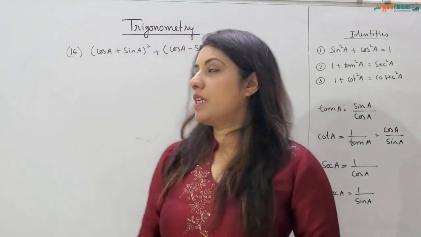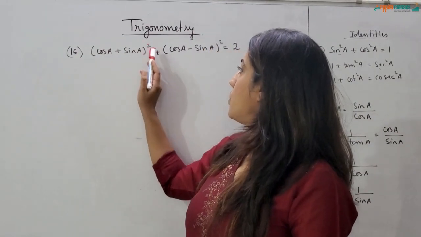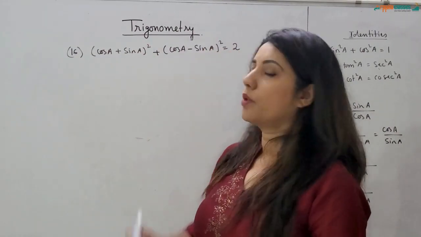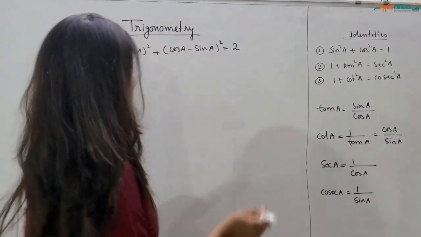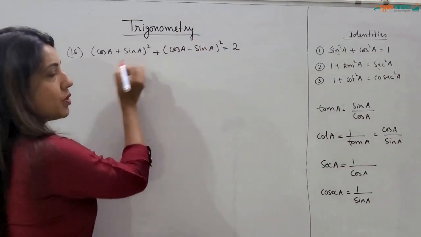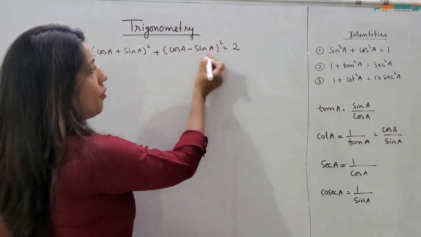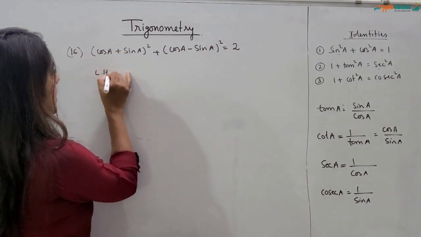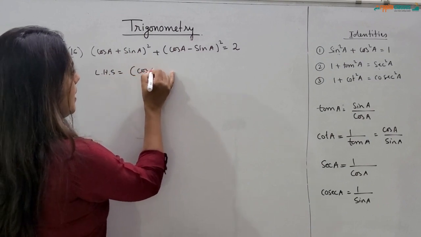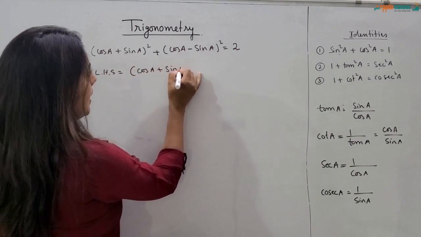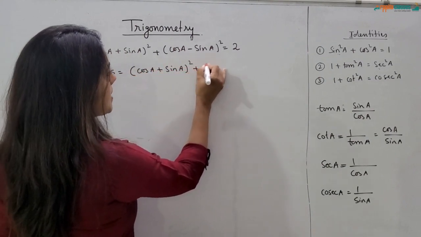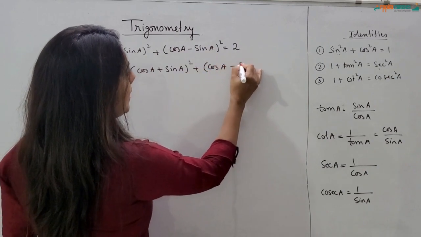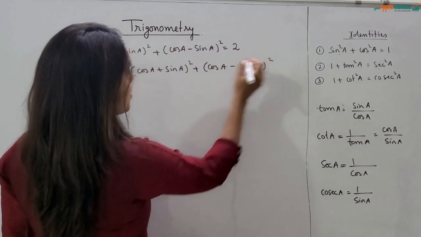Let us proceed towards the next sum. Cos A plus sin A whole square plus cos A minus sin A whole square is equal to 2. So this is in the form of (a plus b) whole square, and this is in the form of (a minus b) whole square. We can expand them. So let us take the left hand side. Let us write (cos A plus sin A) the whole square plus (cos A minus sin A) the whole square.